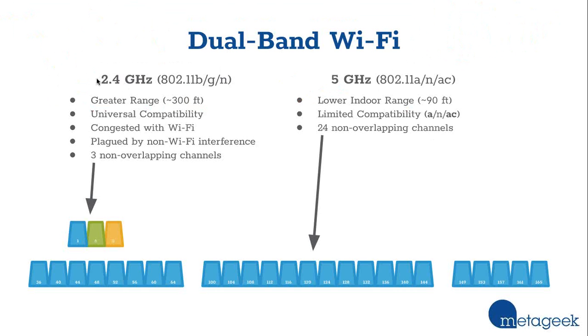Now, because of that shorter range thing, 2.4 gigahertz has always been more popular. So we see universal compatibility with 2.4 gigahertz. If you go out and buy a device that says it has Wi-Fi, it's going to support 2.4 gigahertz, no problem. You're definitely going to have that. Whereas 5 gigahertz support is a little more hit and miss.